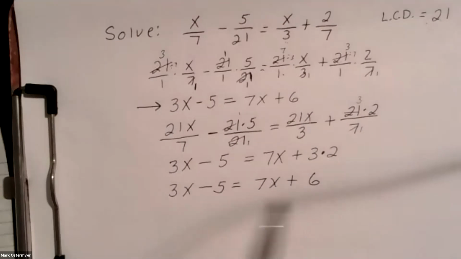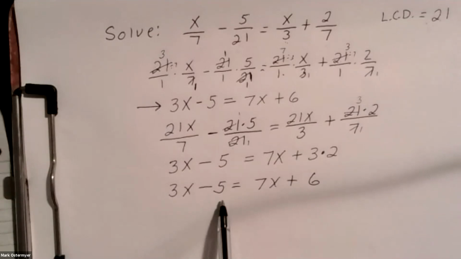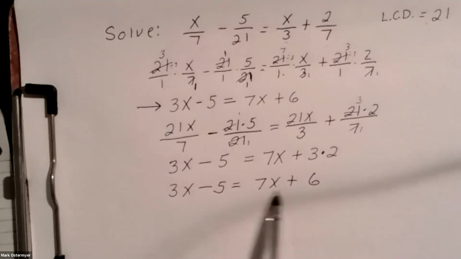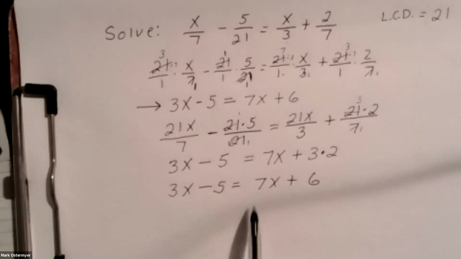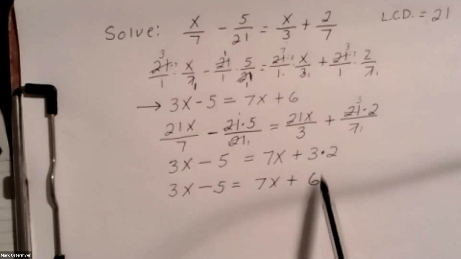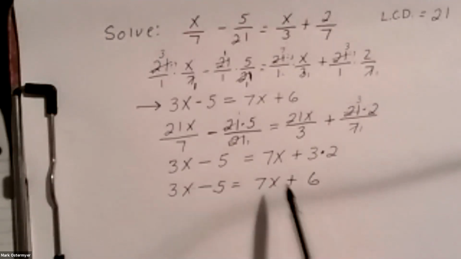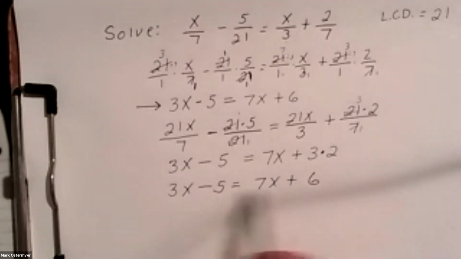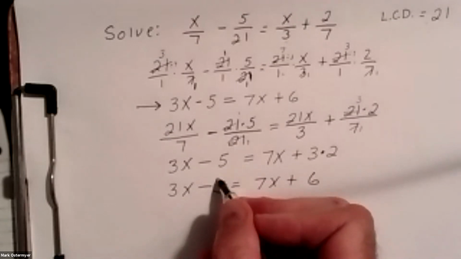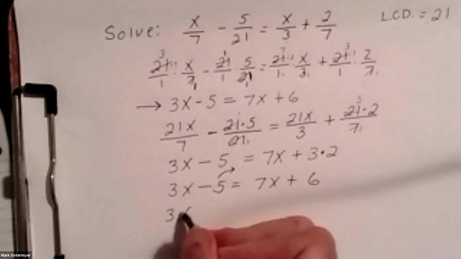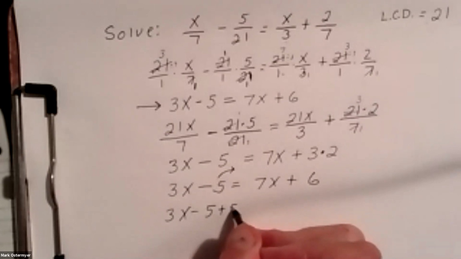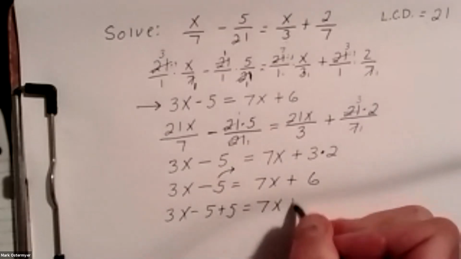Do we know where to go from here? Combining your like terms. You can do a lot of things. You can bring the 5 over to the right, or the 6 over to the left, or you can bring the 3x over to the right, or 7x over to the left. You have 1 of 4 choices here. I like to put my constants on the right side and my variables on the left side. So I'm going to add 5 to both sides to move this over to the right side. Let's add 5 to the left, and let's add 5 to the right side of my equation.